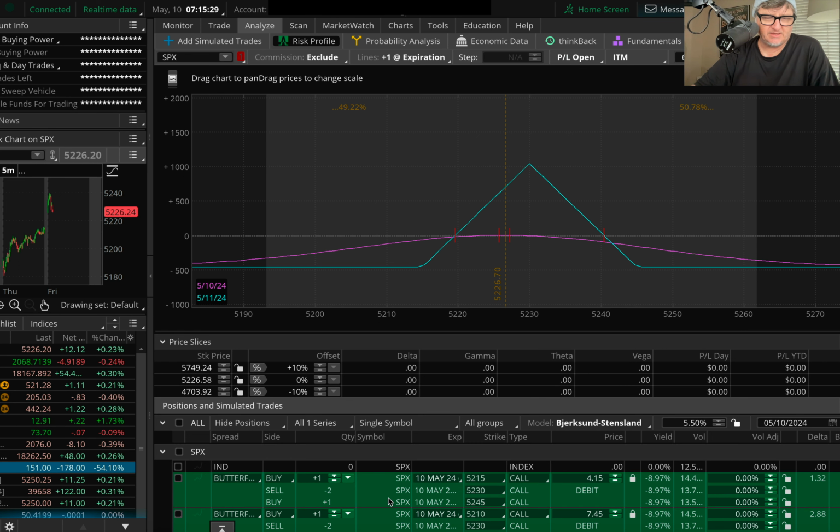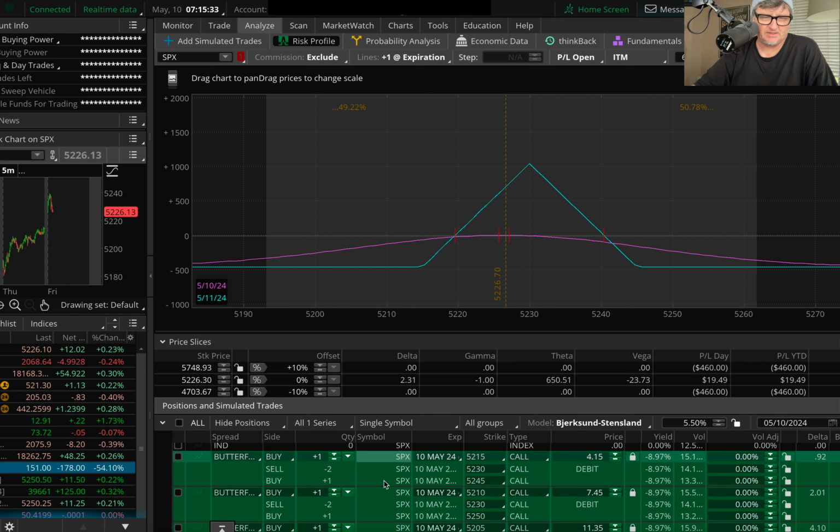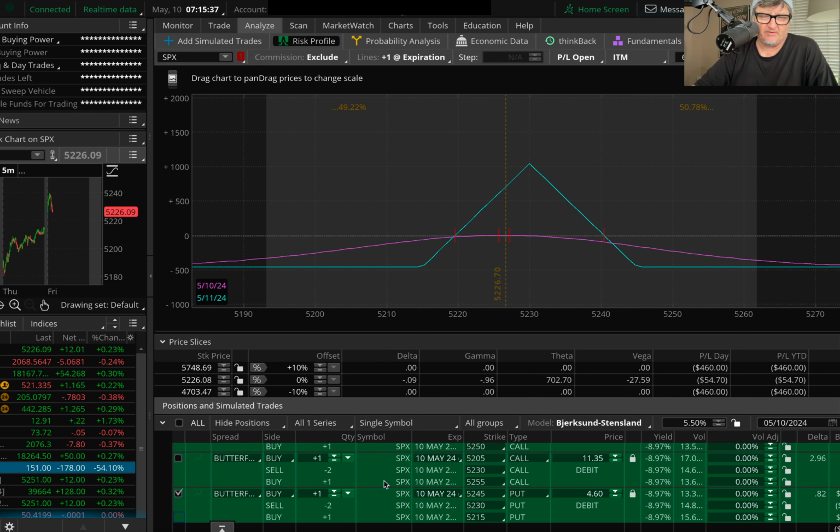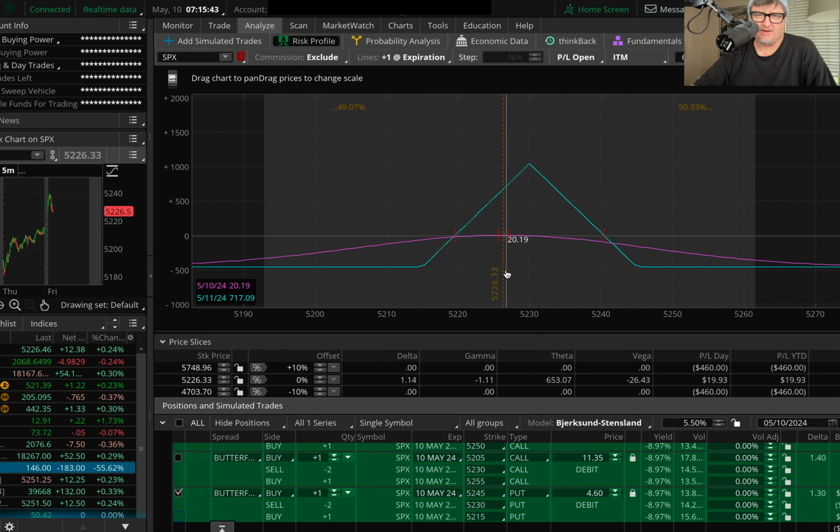So we have our three tests, our three paper trades. So that's the 15-pointer. Come on, Thinkorswim. That's the 20. That's the 25. And then this is the live money trade on the put side. And this is where we're at on that trade.